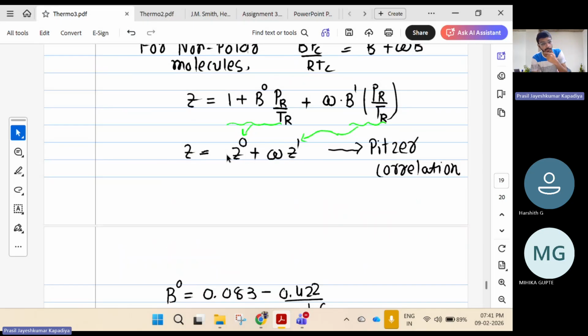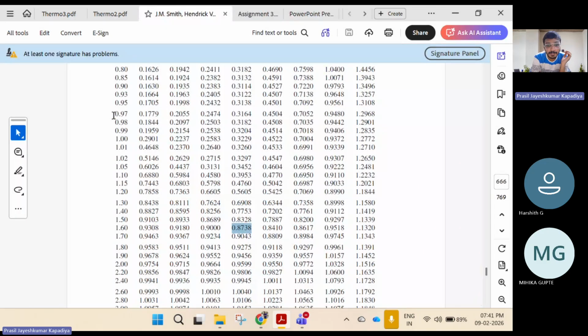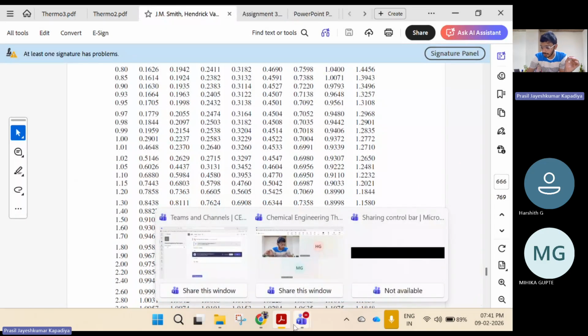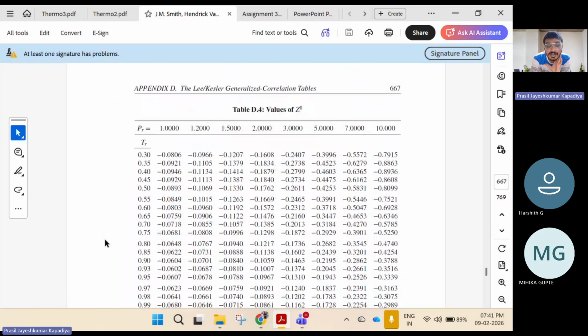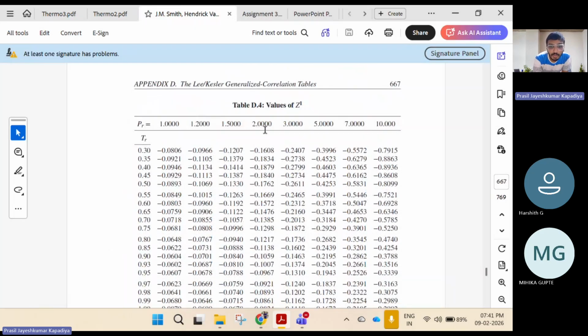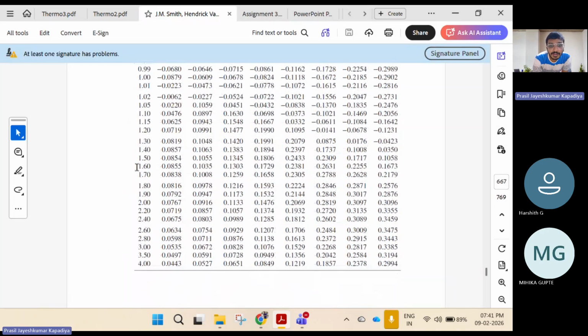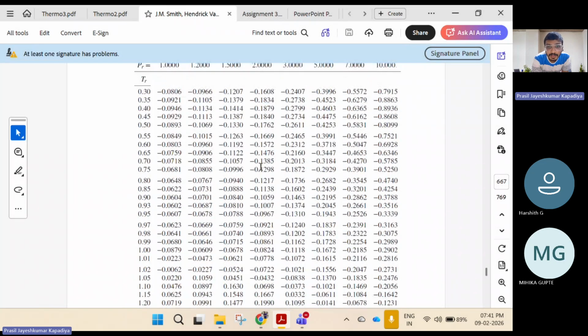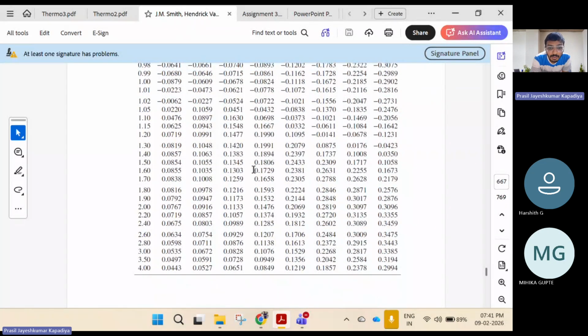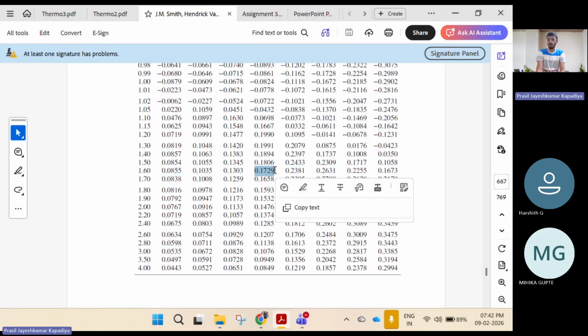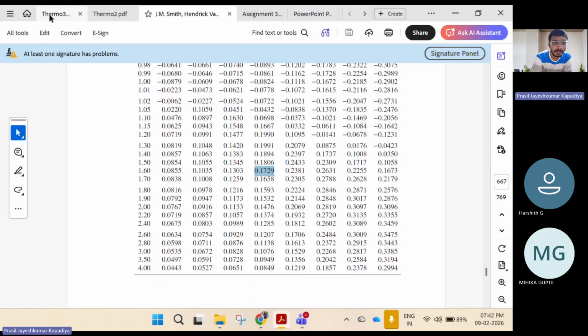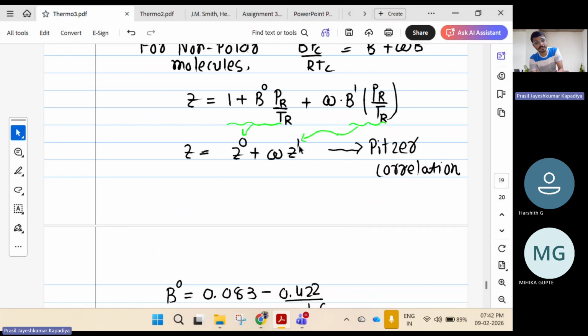Now to use this correlation, I have found Z0. Now Z prime is also needed. A similar thing we will do for Z prime. You have noted 0.8738, right? Z prime is this. PR is equal to 2 and TR is equal to 1.6. So I guess it is 0.1729. Yes, it is 0.1729. See, TR is equal to 1.6 here and PR is equal to 2 there. So it is matching at 0.1729. So we have two values here, Z naught and Z prime. Have you noted it, both of you?